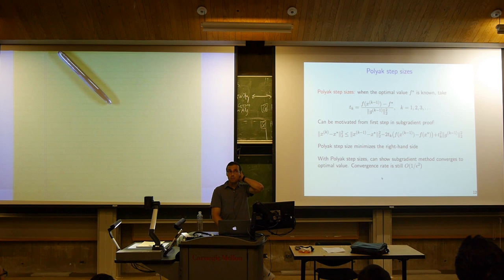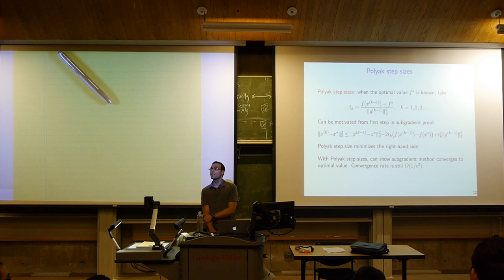Question? So what goes wrong if you don't know f star? Yeah, that's a good question. So if you don't know f star, then you can estimate f star. I'm trying to see if I can remember how that's done.